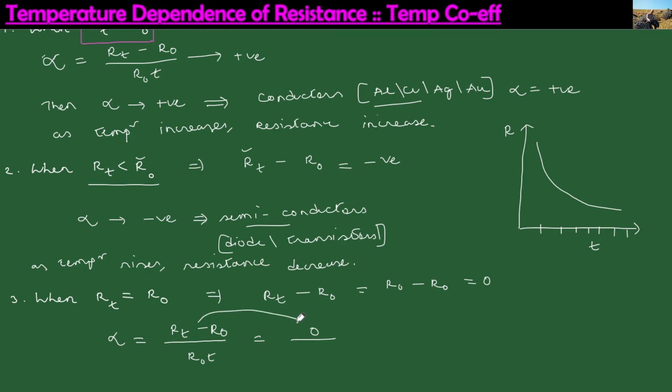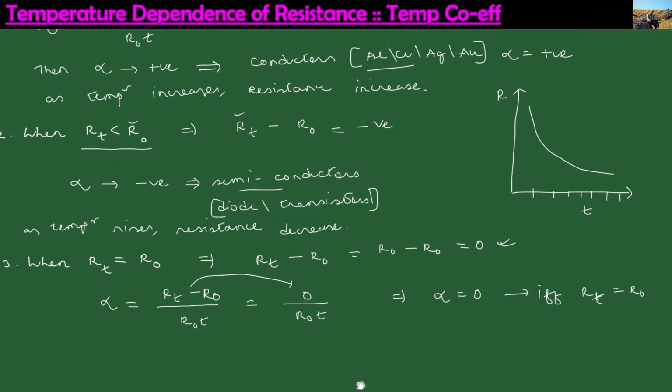Based on this derivation, this will be R0 divided by T, which implies that alpha will be equal to 0. Alpha will be equal to 0 if and only if, short form IFF, RT is equal to R0. This takes place only for materials which are insulators, or bad conductors of heat and electricity. So this is that condition, and it will be 0.